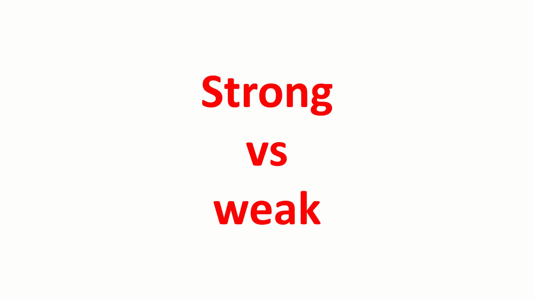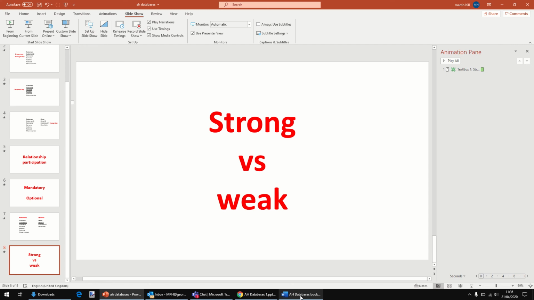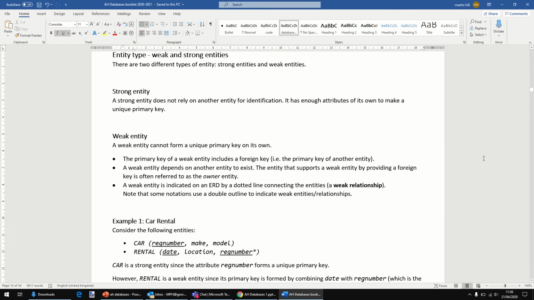In this video I'm going to quickly look at strong entities as opposed to weak entities, and also strong relationships as opposed to weak relationships. So let's have a quick look here. I'm just looking at the notes booklet. I think the easiest way, again, is just to look at examples. Strong and weak is to do with primary keys. That's what it's all about.